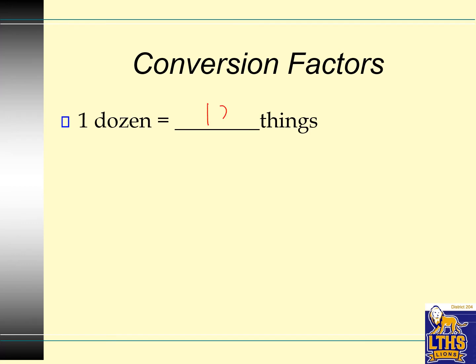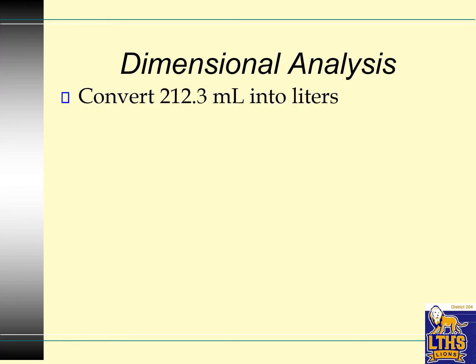1 dozen equals 12 things. We already did that one. Okay. 1 liter equals 1,000 milliliters. We talked about that a while ago, but we can use it again now. So this is what we're given, and what we're trying to find or solve for is liters. Given milliliters, find liters. So we have to change milliliters into liters. We know that 1 liter equals 1,000 milliliters. That's an equality statement.